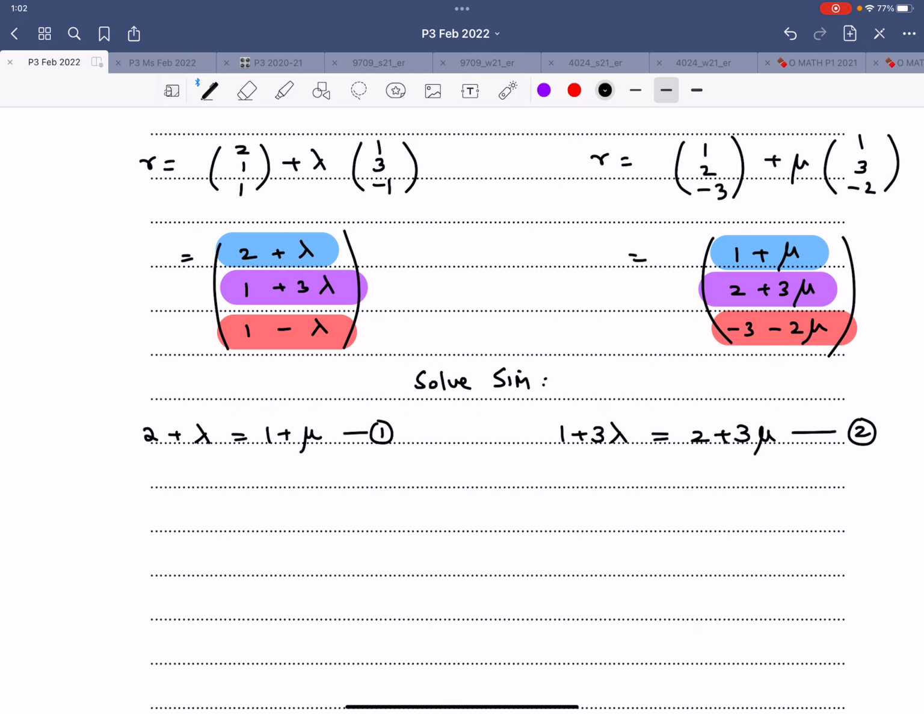So lambda equals mu minus 1. That's the first equation. Plug it in: 1 plus 3 times (mu minus 1) equals 2 plus 3 mu. 1 plus 3 mu minus 3. And if I'm not mistaken, this is mu minus 1. That's correct. Minus 3 equals 2 plus 3 mu. Why is the mu cancelling out in this one? Must be some mistake. So let me double check.